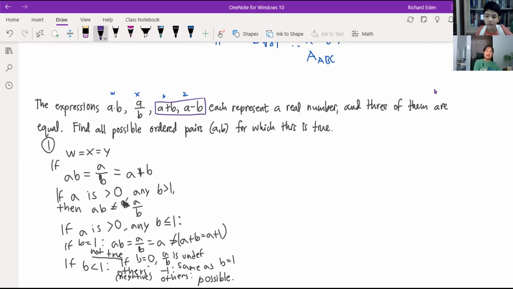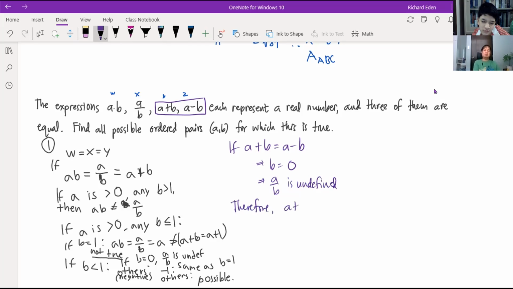if you look at the situation where A plus B and A minus B were equal to each other, what would it mean? Then that would mean B is equal to 0, right? But then if B is equal to 0, then that means A over B is undefined. You cannot divide A by B if B was 0. So therefore, what this means is that A plus B and A minus B are definitely not equal to each other. Okay, so this leaves us with now just two cases.